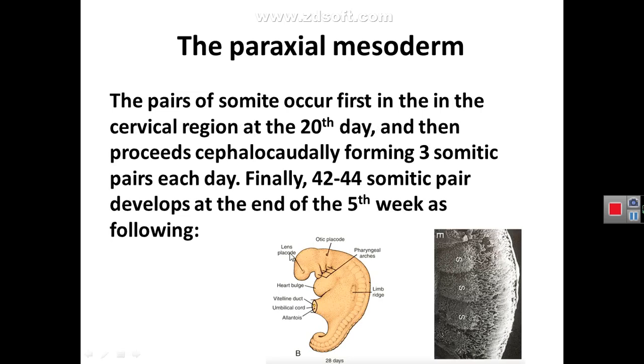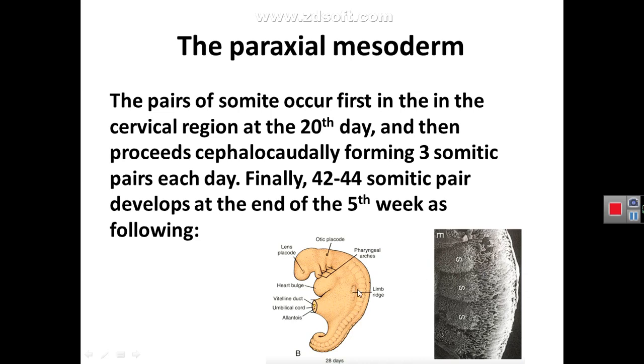This figure also shows the blocks of the somites on the side of the midline as they are seen from the outside in a whole mount embryo. Again, this is a mice embryo, but it simulates that of a human, which is seen in scanning electron microscope.